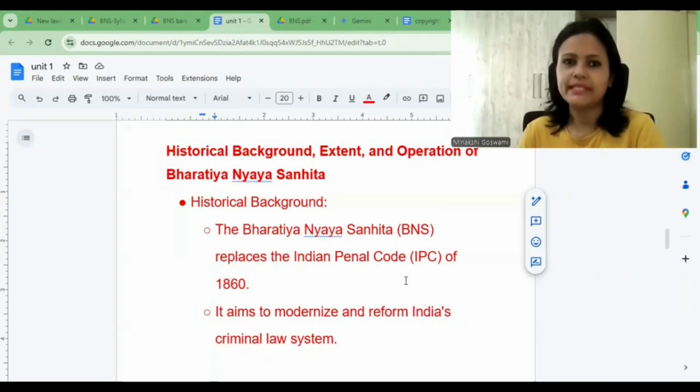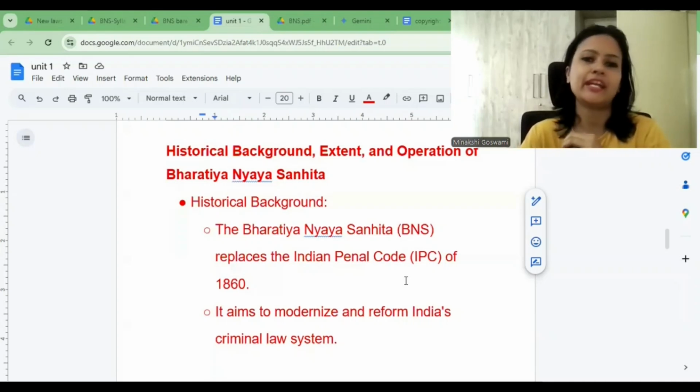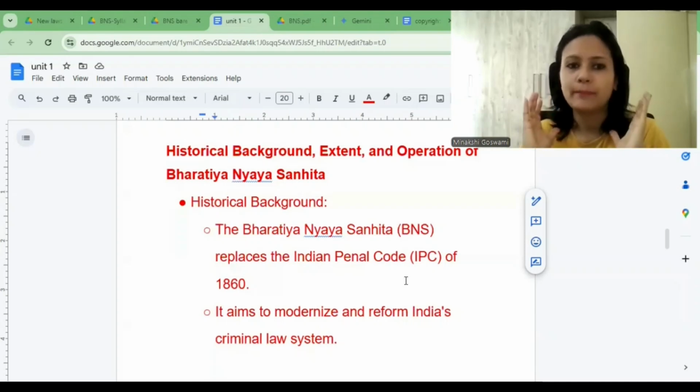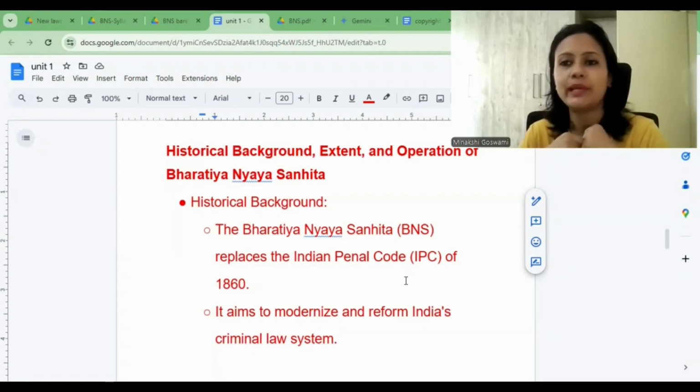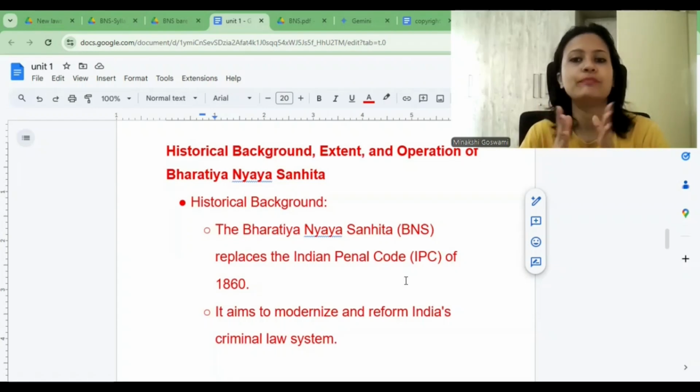So when we talk about BNS, it seeks to address the limitations and outdated aspects of IPC. Whatever limitations were there in dealing with present day problems or present day offenses are being addressed by bringing this new legislation, which is BNS. So bringing it in line with contemporary realities, whatever aspirations India has, whatever problems or new types of offenses are there, those are being properly dealt with under the provisions of BNS.